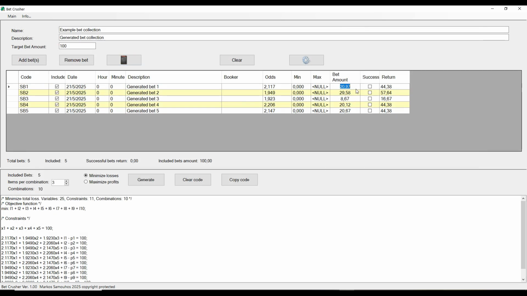Update. These are the amounts. This is how we split our initial 100 units. This solution is very easy to verify. Let me show you how we do it. This is the return column. This is calculated by the odds times the amount of the bet, and this is the return.